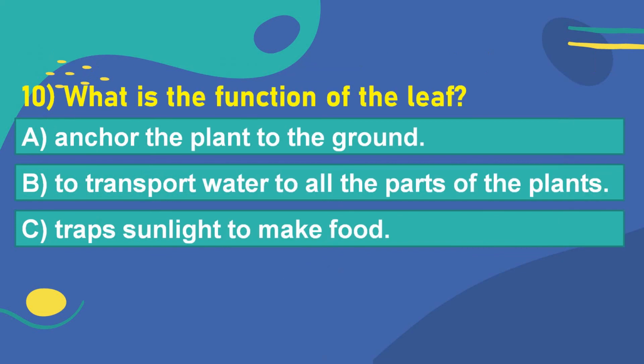The tenth question is, what is the function of the leaf? Option A, anchor the plant to the ground. Option B, to transport water to all the parts of the plant. Option C, traps sunlight to make food. Think of the answer. Your time starts now. 5, 4, 3, 2, 1, 0.